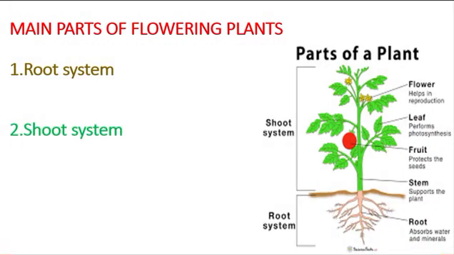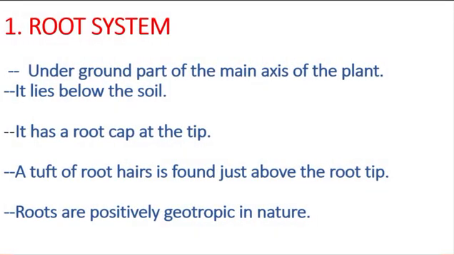Our body is made up of many organs. Similarly, the plant body is also made up of several organs such as root, stem, leaves and flowers. A flowering plant consists of two main parts. They are root system and shoot system. Let us learn about them in detail.